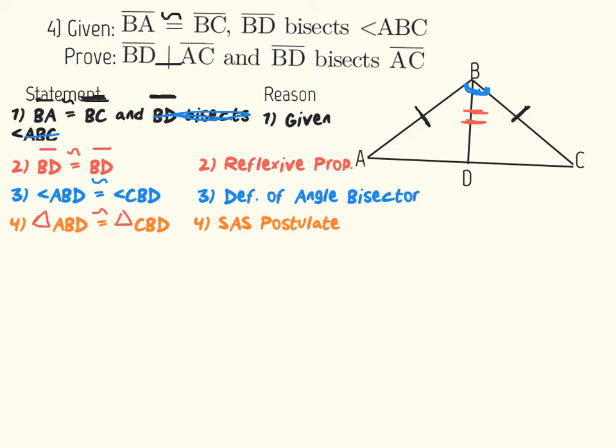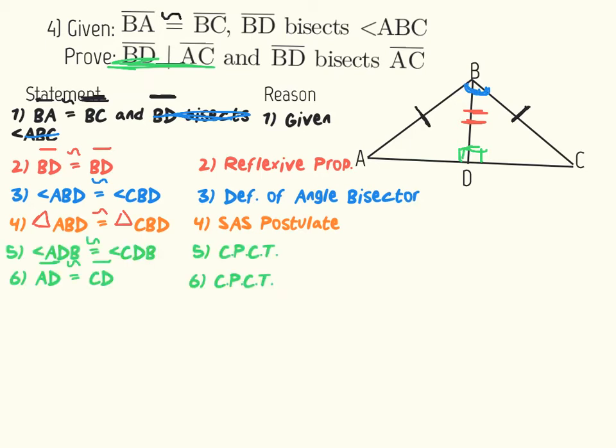Okay, the next step, I want to say that both BD and AC are perpendicular. That's my next step, is I want to say that these are perpendicular. Okay, before I can do that, I need to first say that the angles are the same and that the sides are the same too.